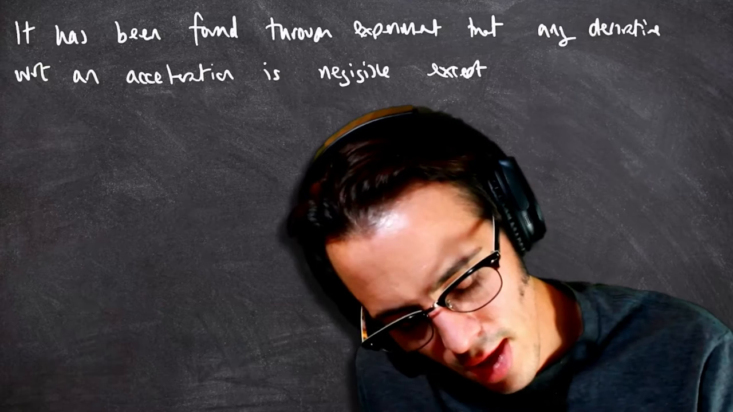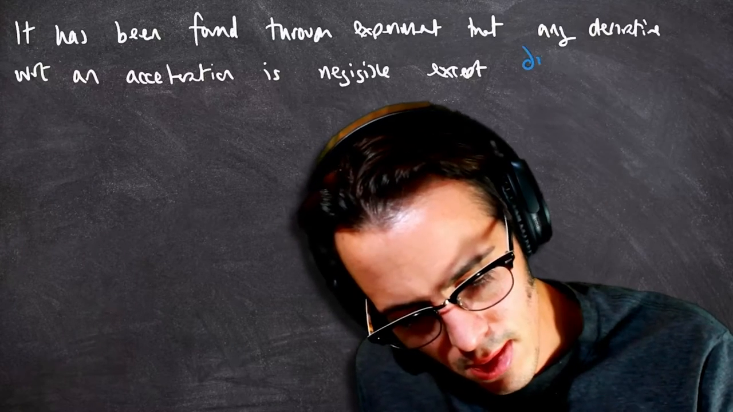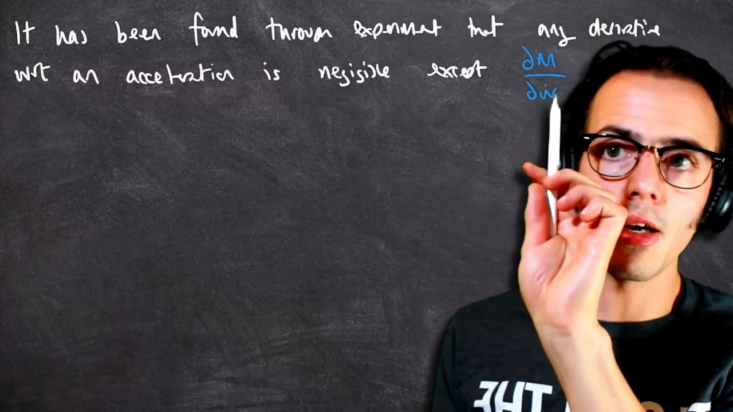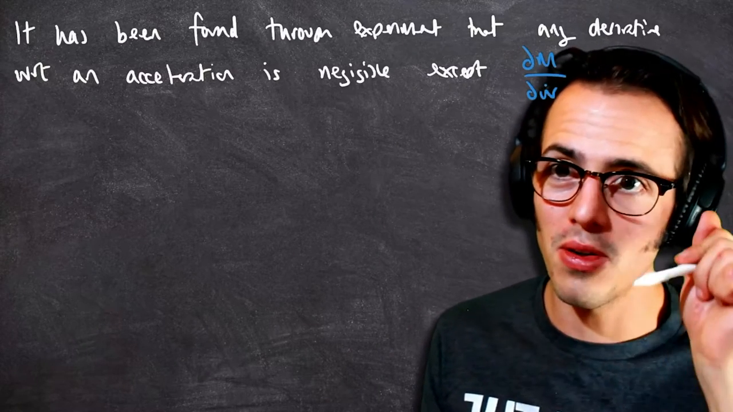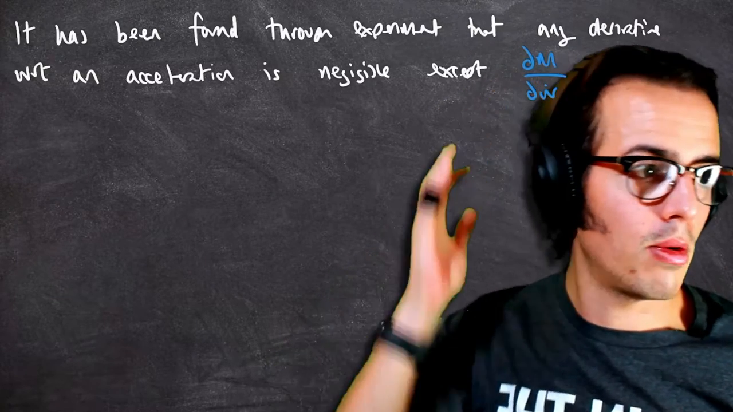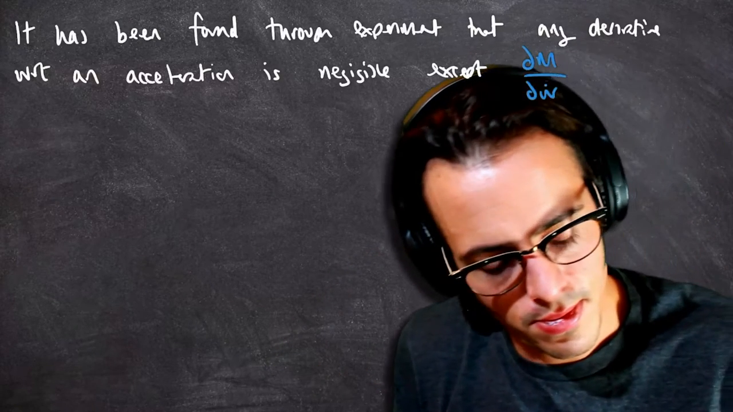So the rate of change of dm on dw dot, that's the only one that we can't get rid of. Anything with a dot on the underside, so u, v, w, p, q, and r, we can get rid of all of those.